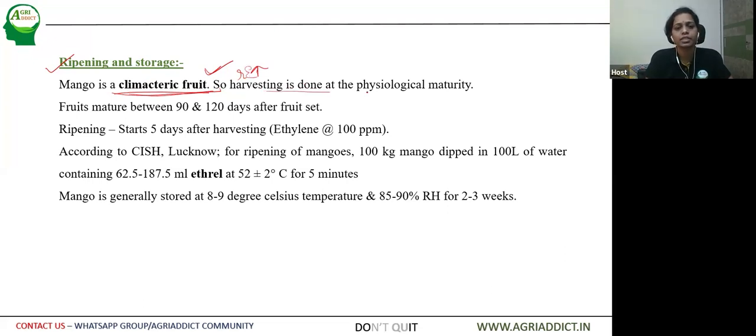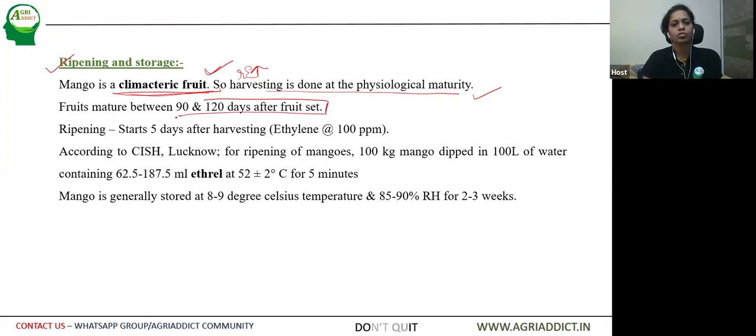Then harvesting is done at the physiological mature state. So once the fruits are mature and firm enough, then only they are harvested. After harvesting only we can notice the ripening of the fruit. So the fruits mature 90 to 120 days after fruit set.